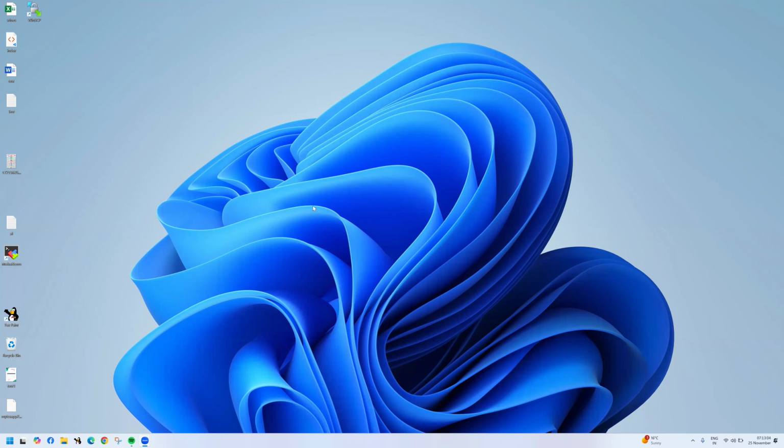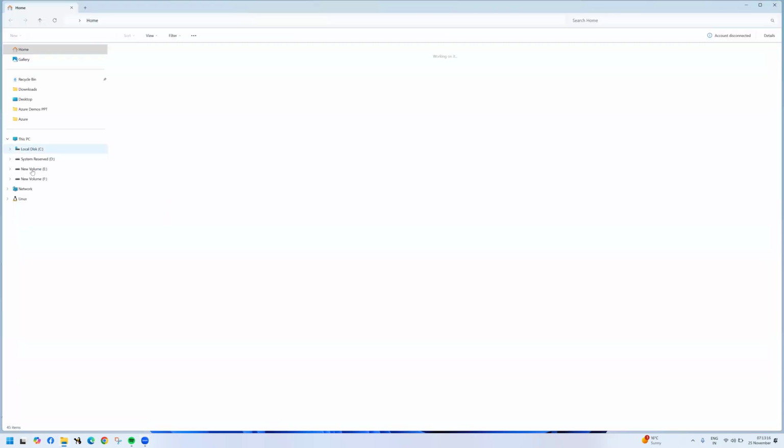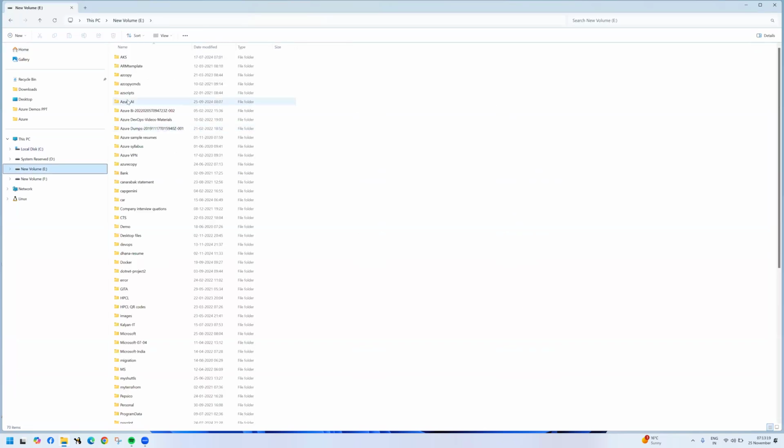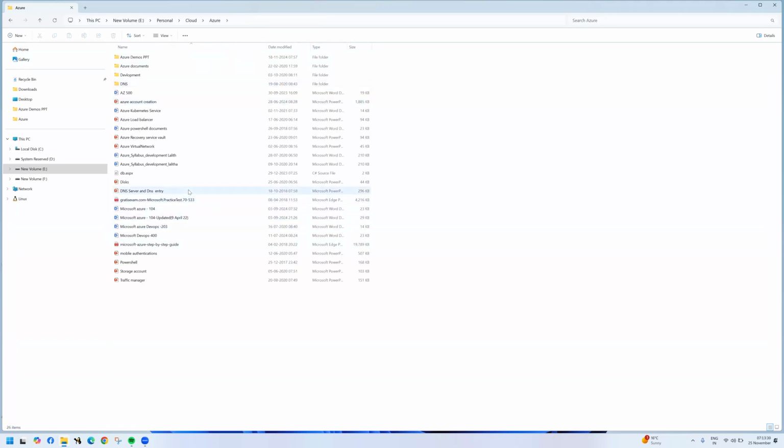Before going for Microsoft Azure, I just want to let you know something about IT infrastructure. Do you know what IT infrastructure is? Anyone? Come on, what is IT infrastructure?